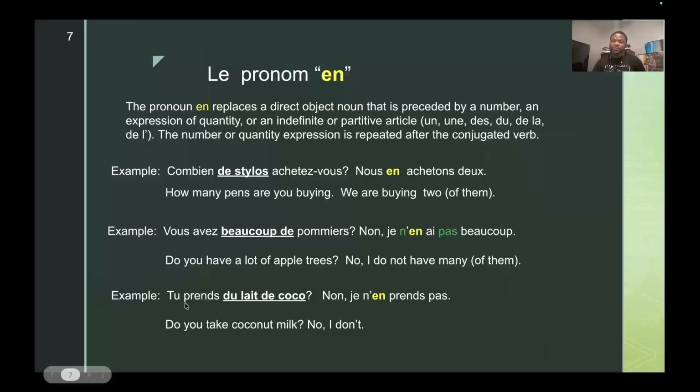So let's look at this last one. Tu prends du lait de coco? Do you take coconut milk? Du lait de coco. Coconut milk. You say, no, je n'en prends pas. No, I don't take it. Here, en is replacing du lait de coco.